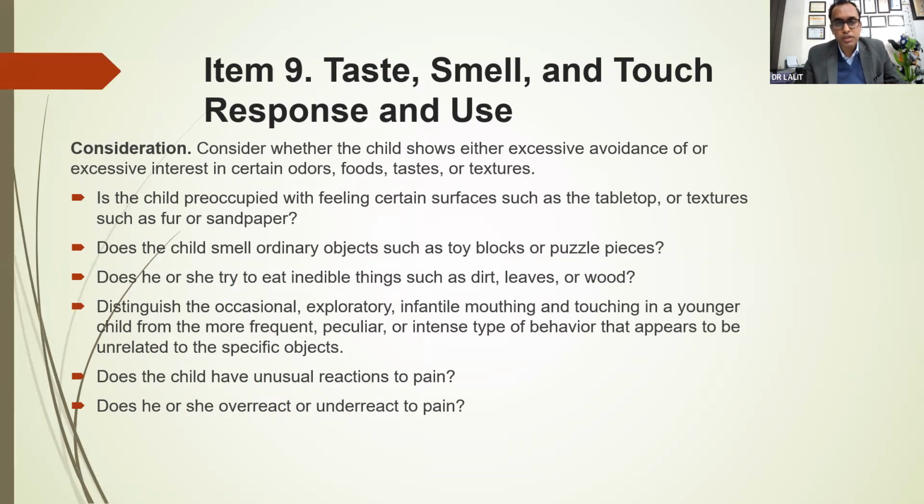So consider whether the child shows either excessive avoidance or excessive interest in certain foods, odor, taste, or textures. Taste, smell, touch means you need to take into consideration his habits. Does he have a lot of mouthing issues? Does he take a lot of inedible things in the mouth? Does he smell each and every item before tasting it or keeping it on the tongue?